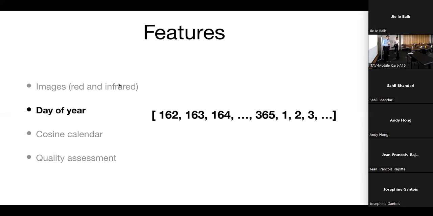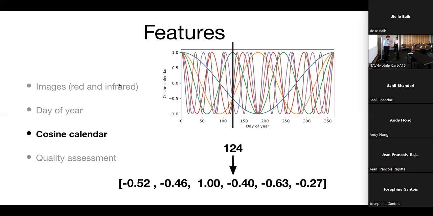So one possible replacement we came up with for the day of the year is something we call the cosine calendar. This is where instead of this day of year number, 124, we can look at the values of these 6 cosine curves on this day and use that as our feature. These cosine curves are just curves that we put over 365 days that all have different periods. So the idea is maybe by tracking the values along each of these curves, we can give the model an idea of when this image was taken.